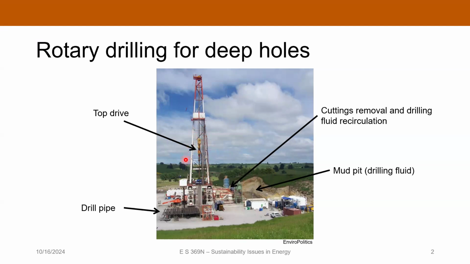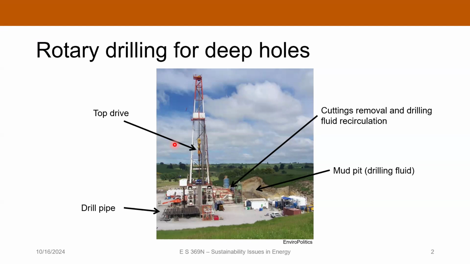So here's the top drive. That's used for rotating the drill pipe and moving it up and down. Here's the drill pipe stacked here on these racks. Let's see, this is the mud pit. This is where you keep your drilling fluid when you're not using it. And then over here, this is the system that removes the cuttings from the drilling fluid and recirculates the drilling fluid. So, again, the components are the same as in the smaller system, it's just a lot bigger.